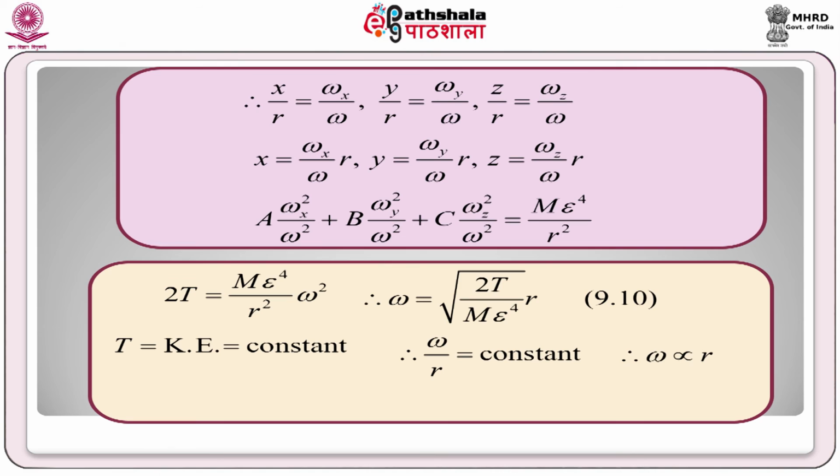From this relation one can obtain omega, given by the relation 9.10. But we know that kinetic energy T is constant, we have already proved it. So, omega divided by r is equal to a constant, because T is constant, capital M is constant, epsilon is also constant. So, the square root of a constant quantity is also constant. One can conclude that omega is proportional to r.